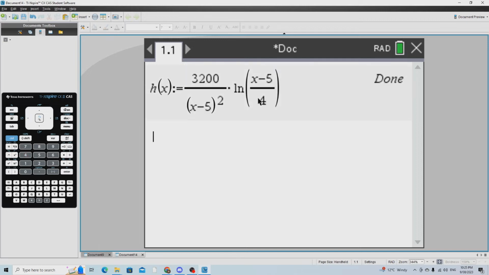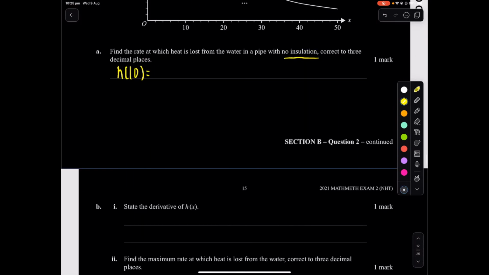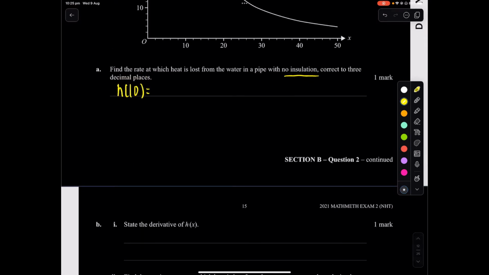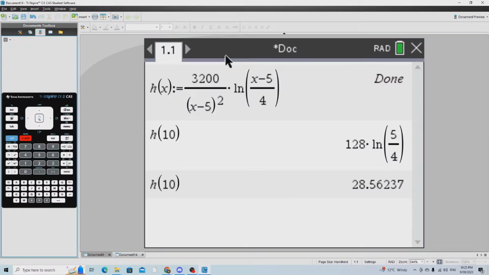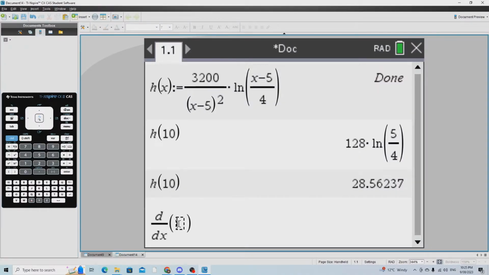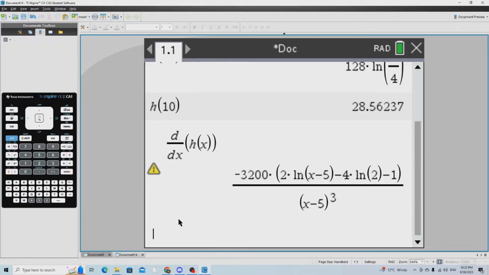Okay, so we have this, and we're trying to find h of 10, which, correct to 3 decimal places, is 28.562. State the derivative of h of x, so h dash of x is equal to what? So that's easy. So shift minus and put h of x in the function, which is this.